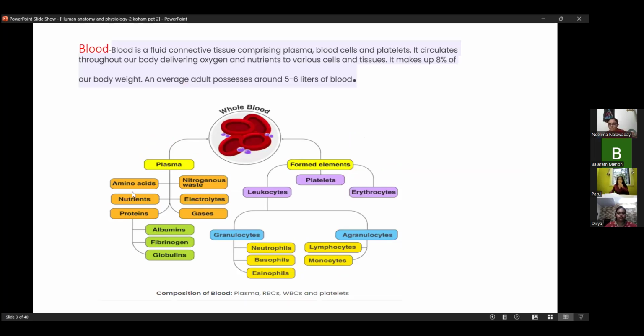Plasma contains amino acids, nutrients, proteins, nitrogenous waste. No need to memorize everything. Just know that there are 5 to 6 liters of blood in our body, and the components of blood are plasma and blood cells. Then the types of blood cells. You can see here leukocytes, platelets, and erythrocytes. These are medical terms, because leukocytes are also called white blood cells. Platelets are called thrombocytes, and erythrocytes are red blood cells.